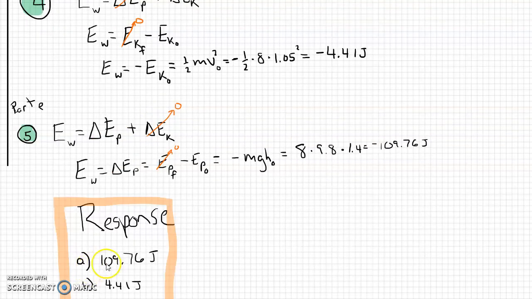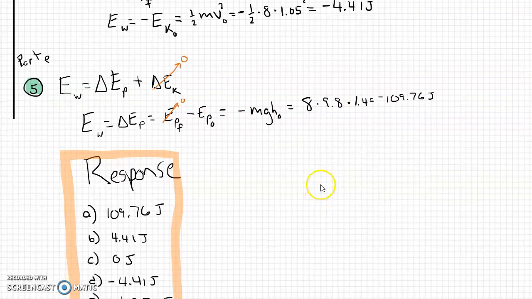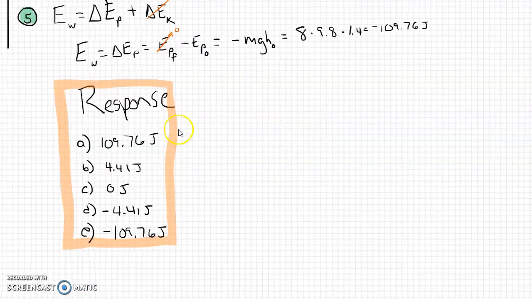And lastly, our part E is where the object is lowered, so the final potential energy is 0, and all we're left with is the original potential energy. As we calculate that out, we end up with negative 109.76. So to respond to all the questions, we have our responses here. Basically, at the beginning we do positive work, and at the end we do negative work, and in the middle we actually do no work at all.